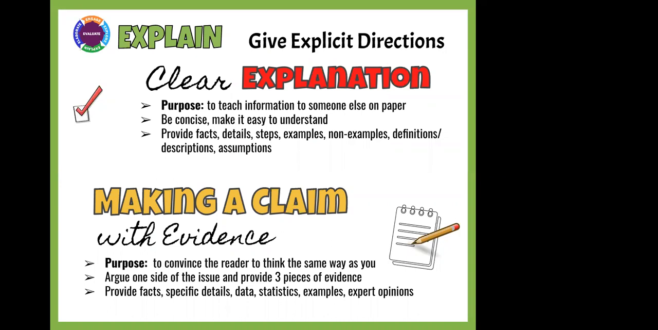So my strategy is giving very explicit directions to your students. For instance, when they are giving you a clear explanation, you need to explain to your students that what you're doing today is teaching someone else the information on paper. So be very precise, give me facts, details, examples. If you are a 5th grader and you write an explanation of what we did in the lab today, a 2nd grader should be able to replicate what we did in the lab by just reading your explanation, right?